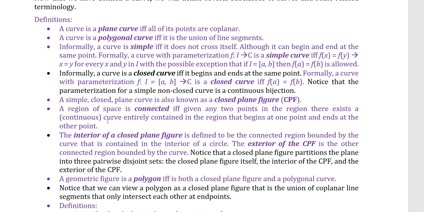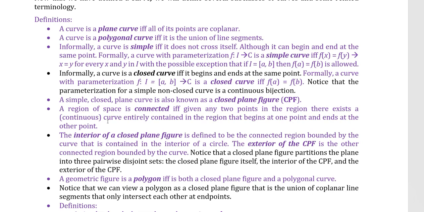So here's some definitions. A curve is a plane curve if and only if all of its points are coplanar. The whole thing exists in a single plane. A curve is a polygonal curve if and only if it is a union of line segments. So draw some line segments there, connected line segments.